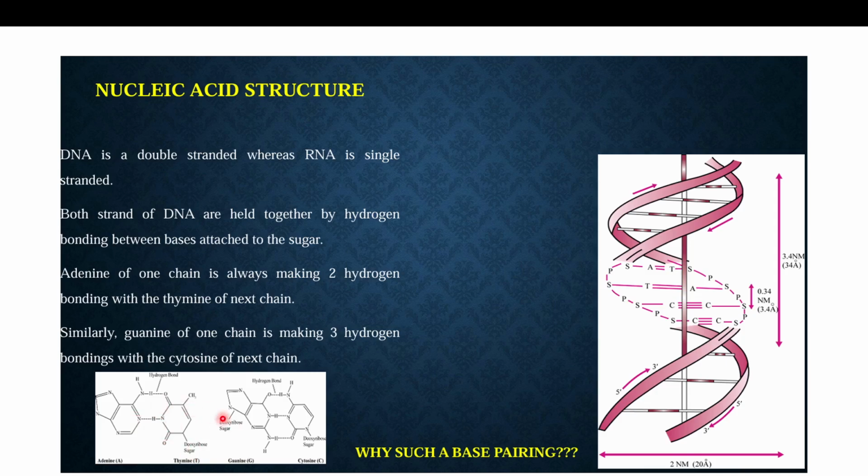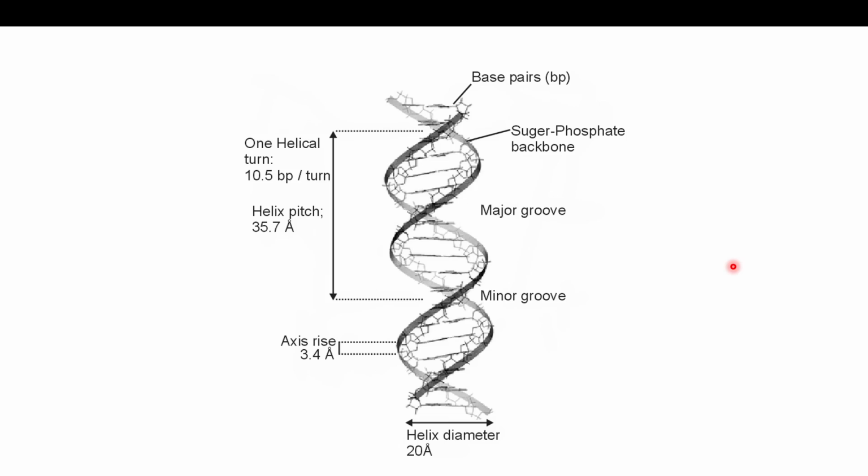And here in case of guanine and cytosine, you have three hydrogen bonds. This one here, and this one here. Okay. So adenine of one chain is always making two hydrogen bonds with the thymine of the next chain. Similarly, guanine of one chain is making three hydrogen bonds with the cytosine residue of the next chain. Okay, and we will look at the pitch and rise of the helix as well.